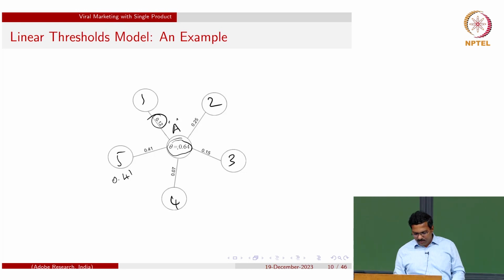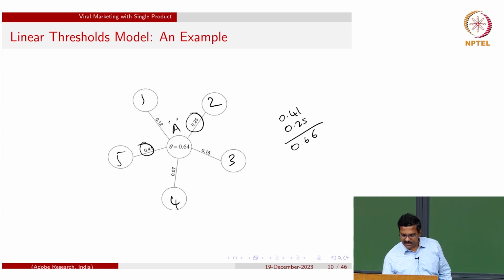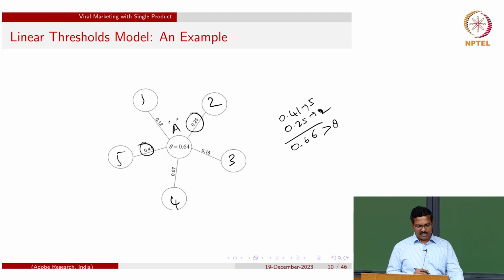So for instance, for me to buy the product or to go to a movie, my threshold is 0.64. Which means that if the fifth individual and the second individual influence me, then it is 0.41 plus 0.25, it is 0.66, which is greater than this theta. So if both the second and fifth friends influence individual A, then individual A gets influenced.